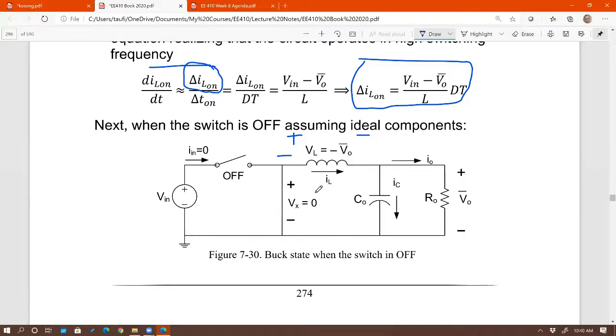So now we have a path for this inductor to discharge. Otherwise, if there's no path, inductor gets upset again, right? But now we have a path for the inductor to discharge. All right, and in the process, of course, supplying energy to the load. Any question on this? All right, what about voltage across this inductor?